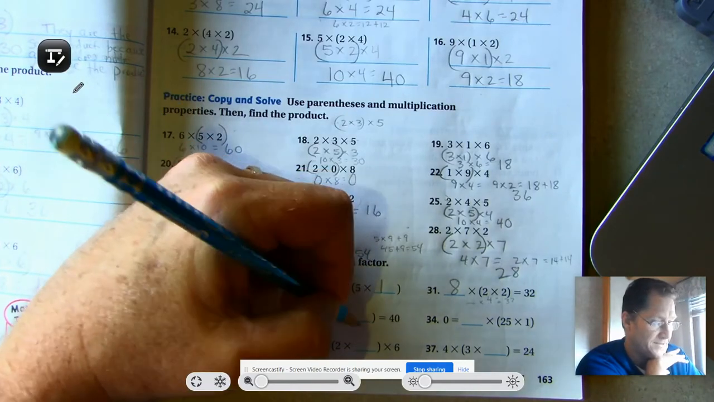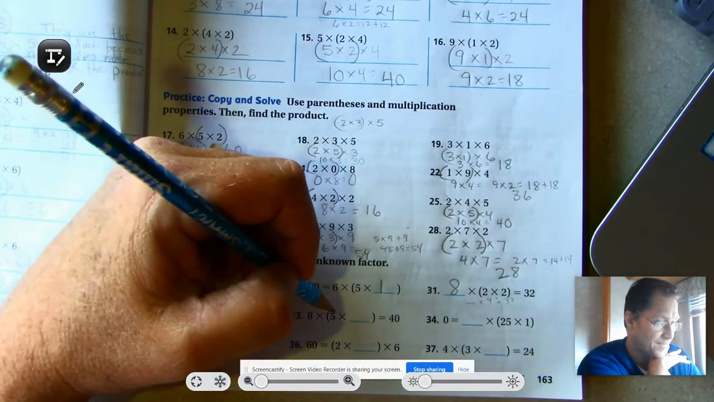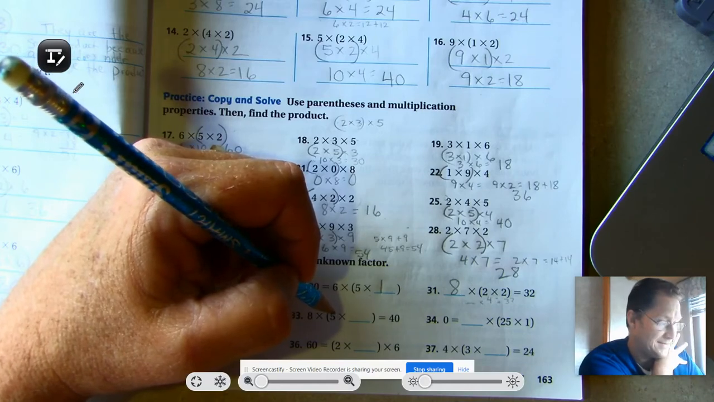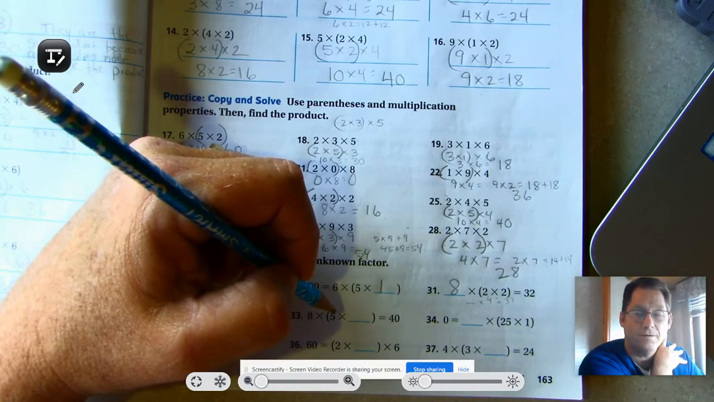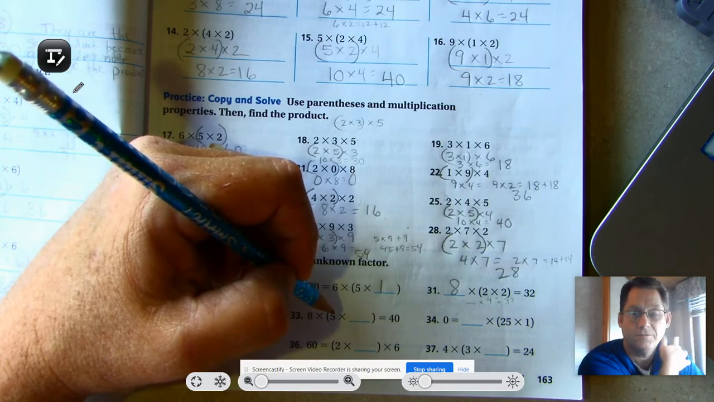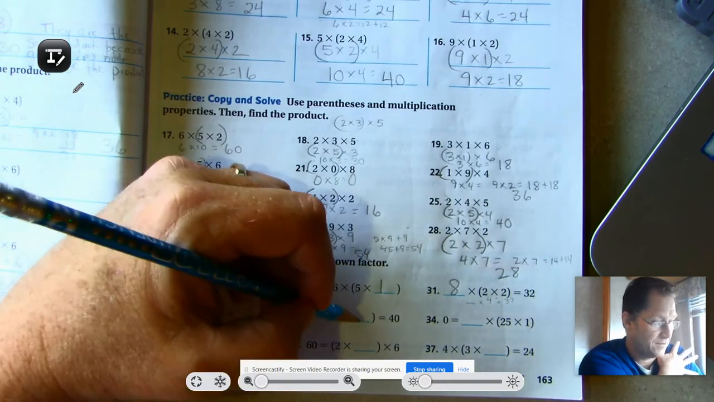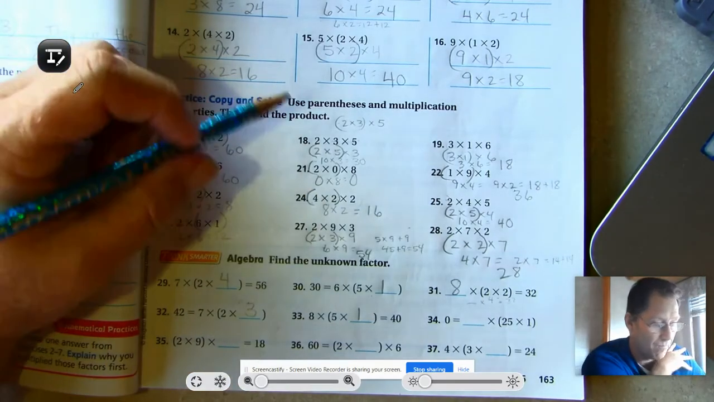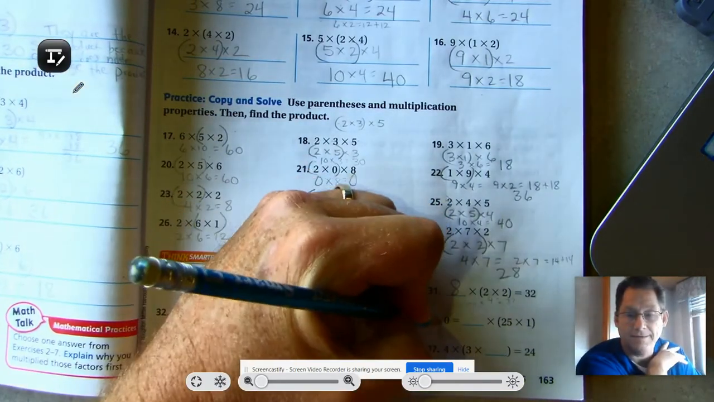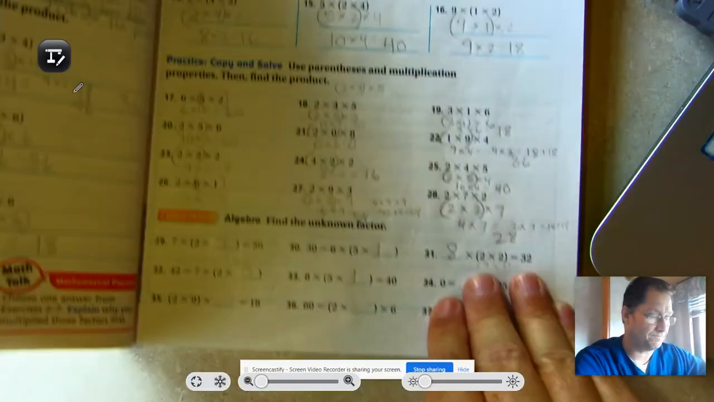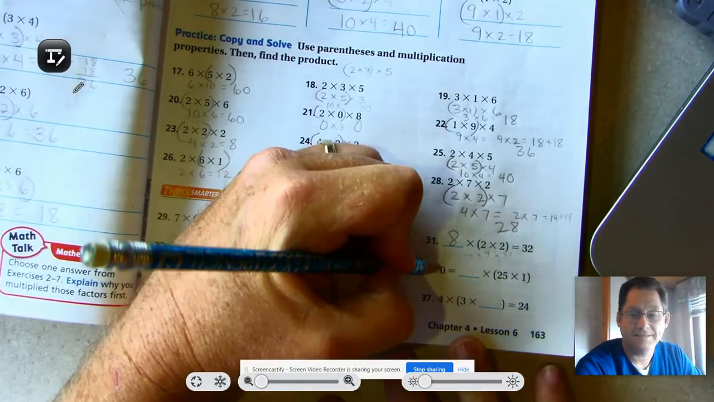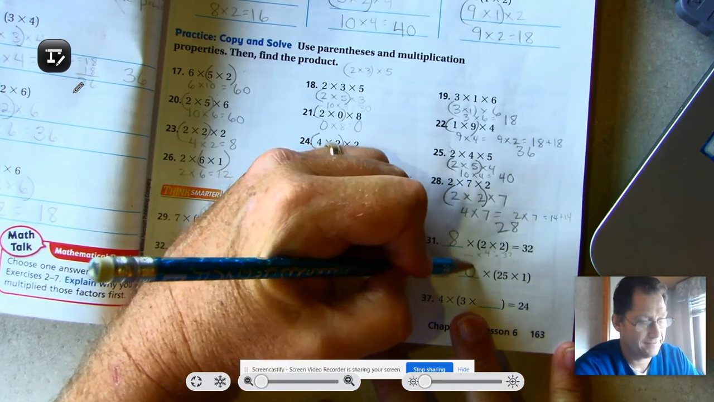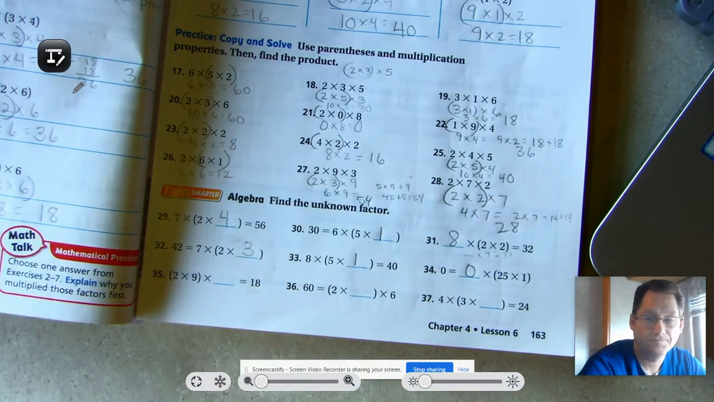8 times what is 40? 8, 16, 24, 32, 40. 5. So 5 times what would give us 5? 1. Okay, in this one, 34, we see our product is 0. Well, we know that the only way to get 0 is to multiply or have a factor of 0.